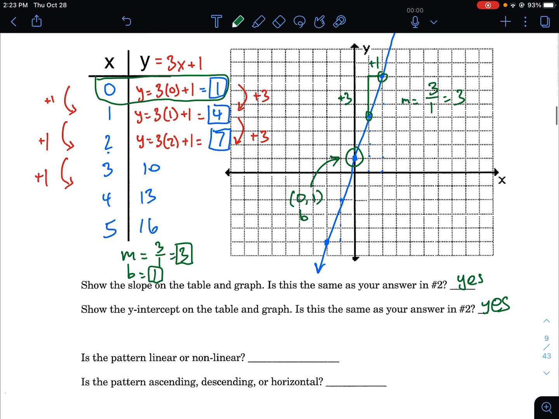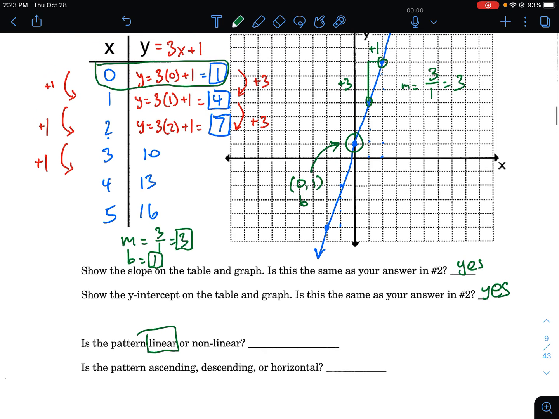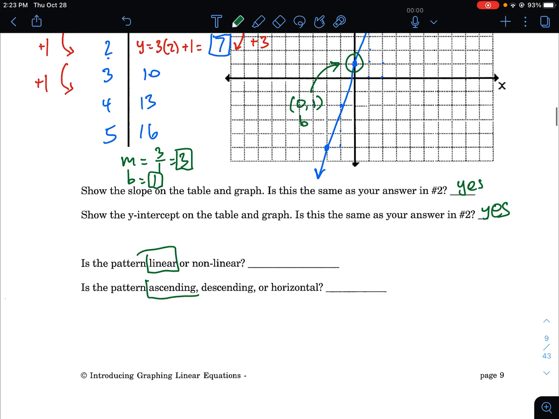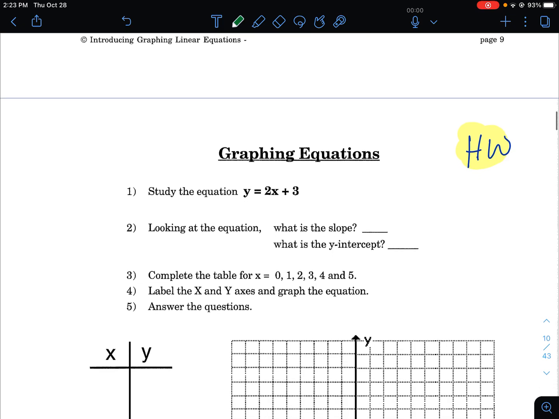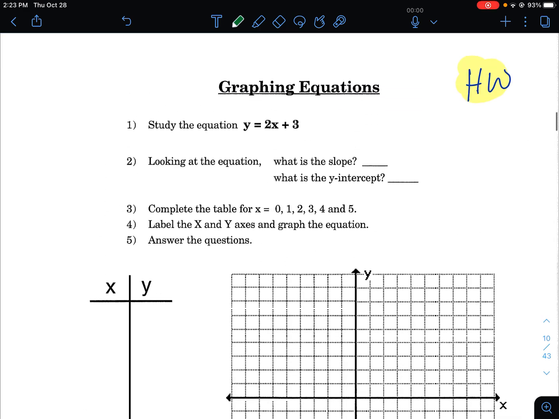Is it linear or nonlinear? Looks like a straight line to me. It is linear. Ascending, descending, or horizontal? Let's read it from left to right. Starts here, goes upward, which means upward is ascending. Let's go to the next one. This one, I'd like you to try on your own if you have the packet. It's very similar to the last one.